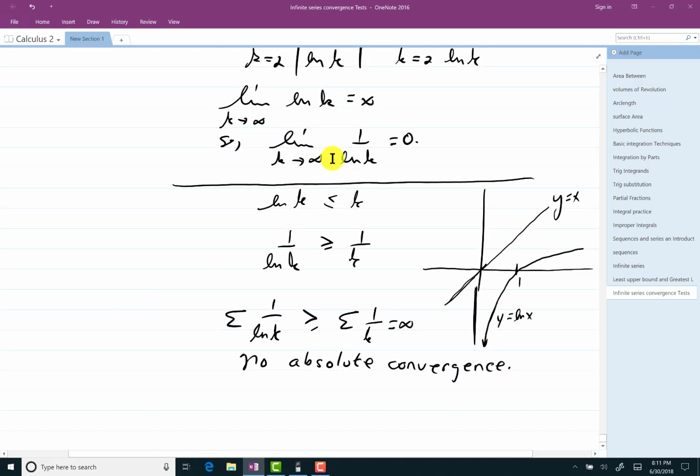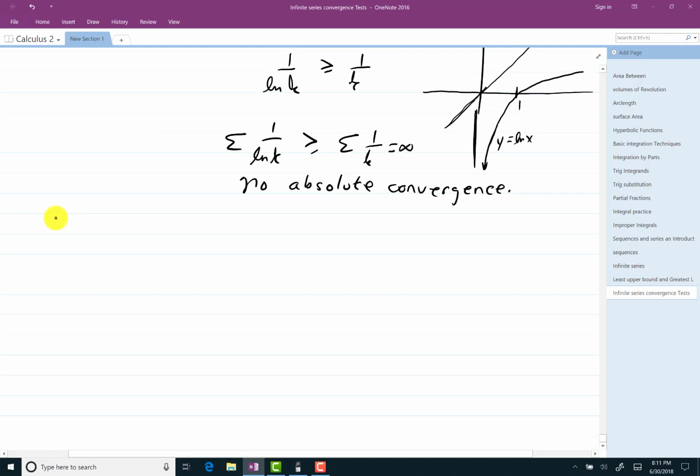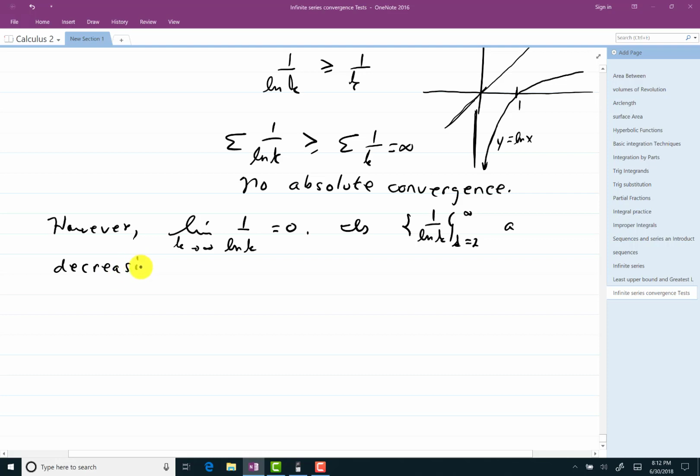However, I did see that the terms are going to 0. Are they decreasing? Is 1 over ln of k a decreasing sequence? But once again, I don't really know, like, since the natural logarithm is an increasing sequence, if I have a k and then I have a k plus 1, you'll notice that the order is preserved. Look at the y values here.